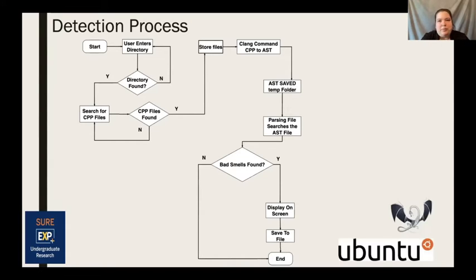What detection process means is how we obtain the AST, or the abstract syntax tree, for the CPP files we are analyzing. CPP files are just source code files written in the C++ coding language. Let's get into that detection process.